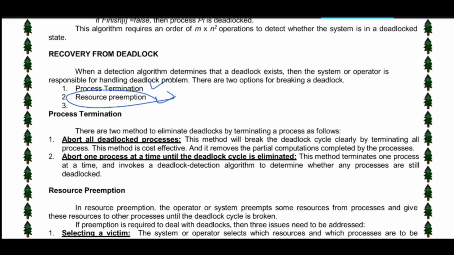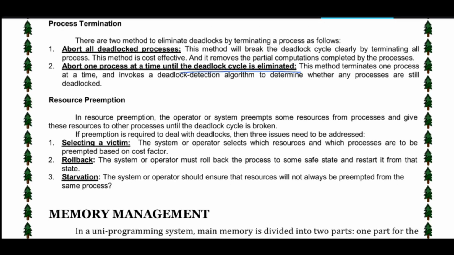In process termination, one option is to eliminate all deadlocked processes. If two processes are creating a deadlock, then we eliminate both. Another option is to eliminate one process at a time until the deadlock cycle is eliminated. First we eliminate one process and check whether any deadlock remains. If the deadlock remains, then we kill another process. We kill processes one by one until the deadlock is eliminated. Then here is our resource preemption.